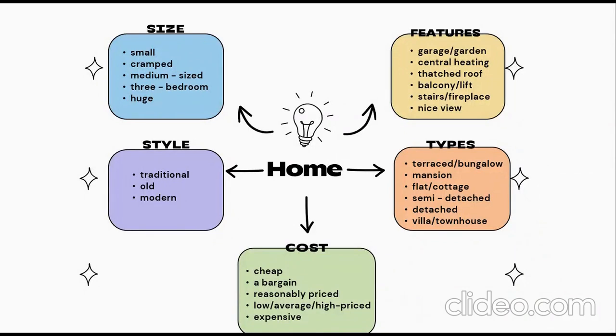To talk about cost, you can use the words cheap or a bargain, or phrase "it is reasonably priced," and other words. What can be features when we talk about homes? It can have a garage, a garden, it can have central heating or a balcony or a lift. Types of homes can be a terraced house, a mansion, it can be a flat, a cottage, and many other.